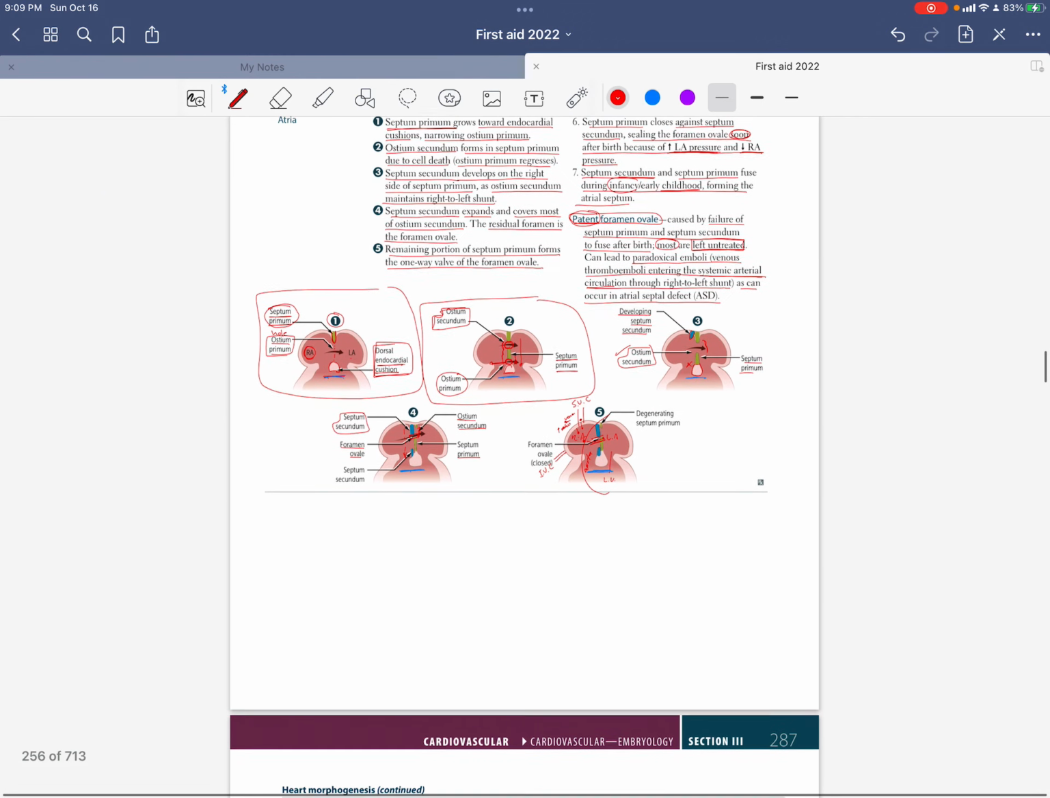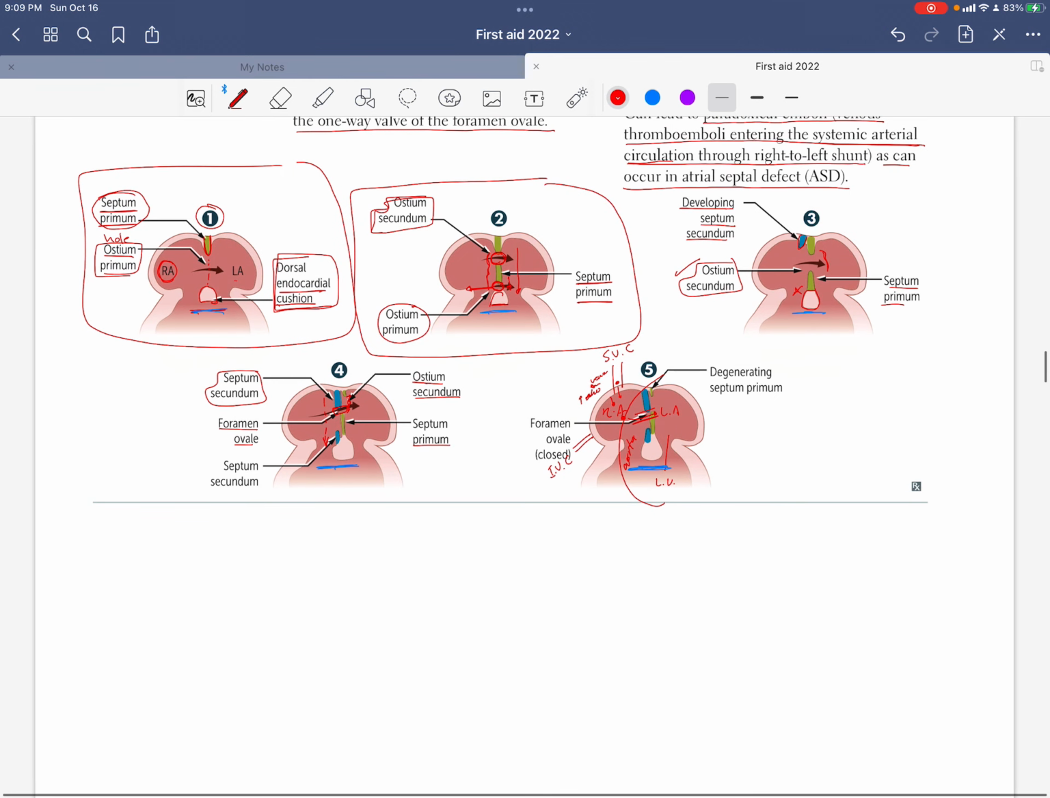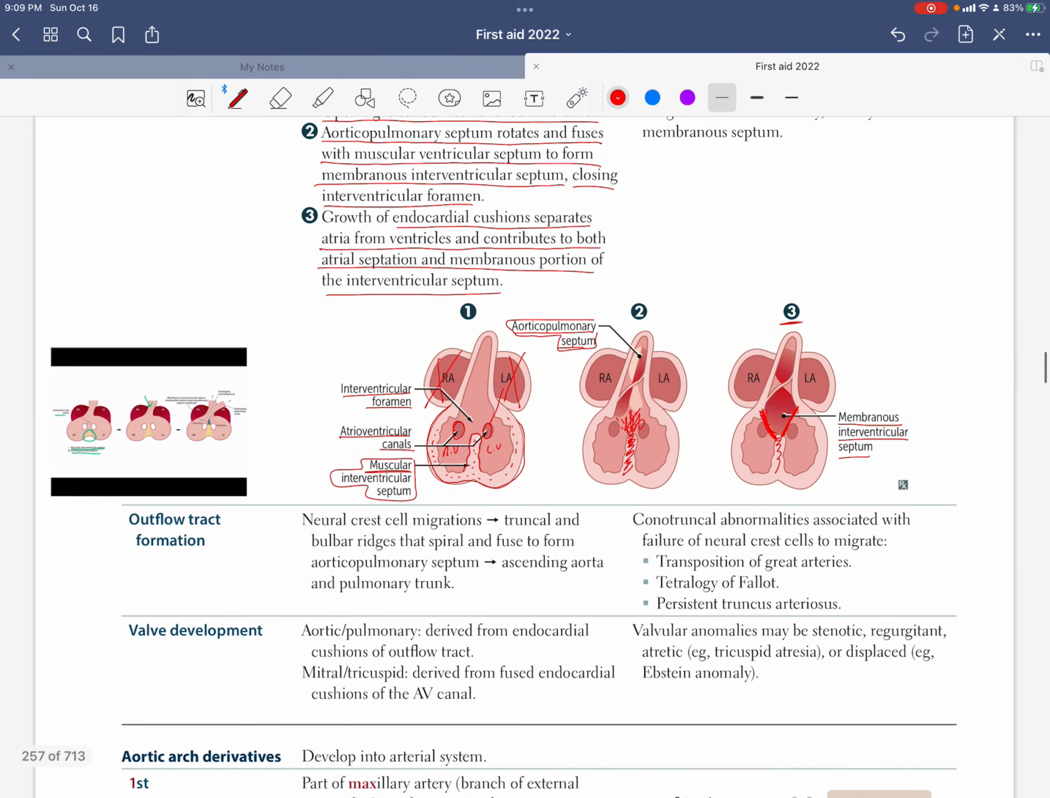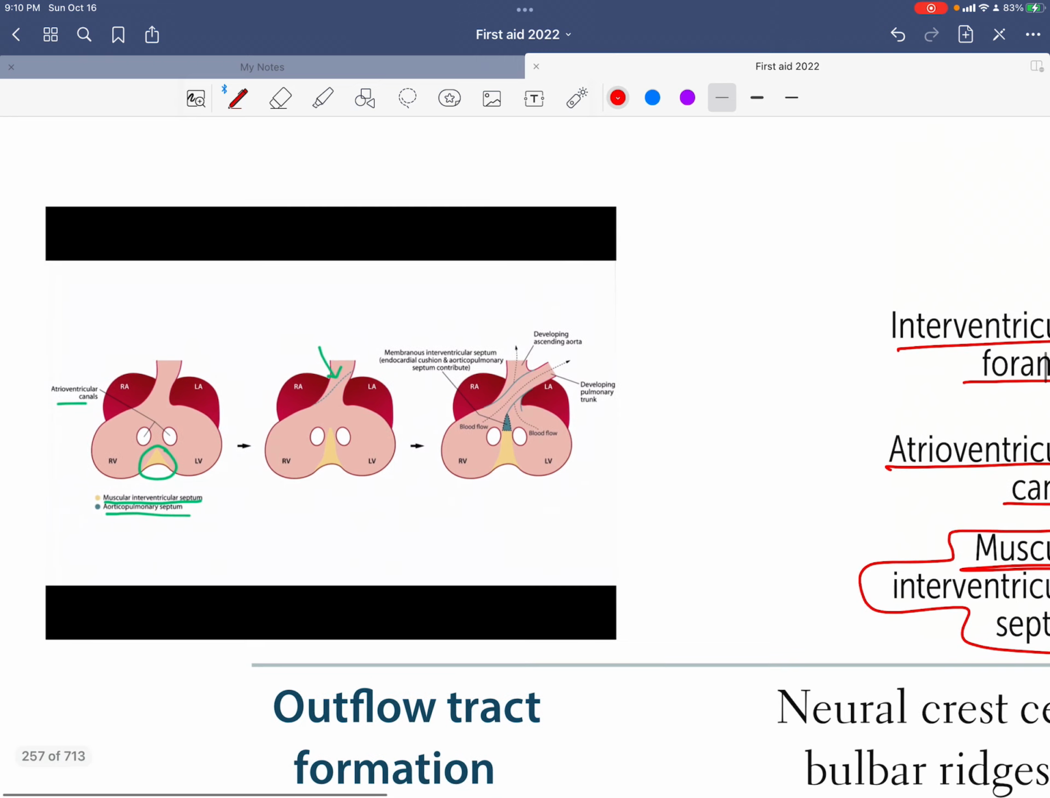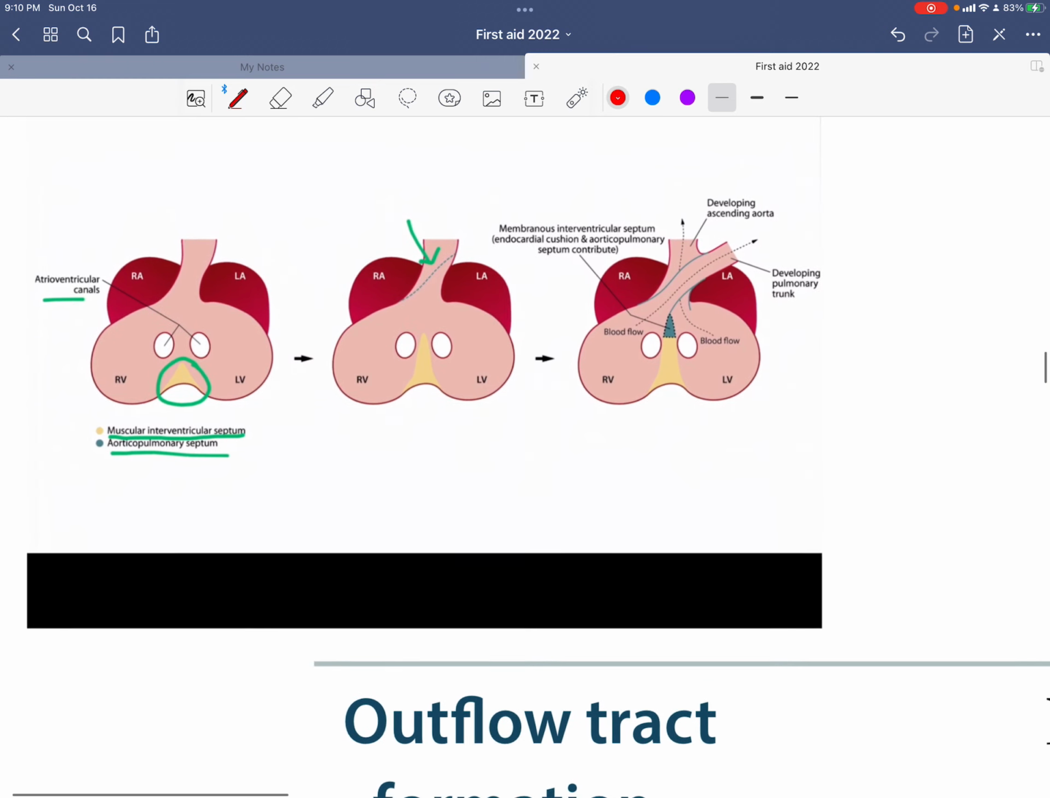At the same time, the endocardial cushion that we talked about earlier, this kind of half square, is changing in size and shape, as in here. It keeps growing until it contributes to the separation of the atria, the left atrium and right atrium, and also helps with the membranous portion of the interventricular septum. So it makes a lot of contribution.